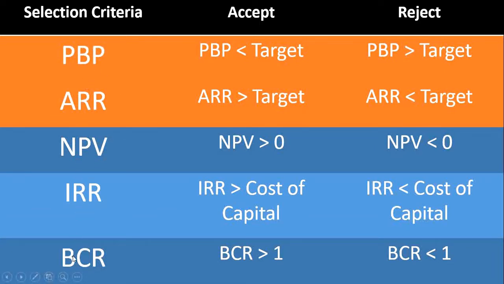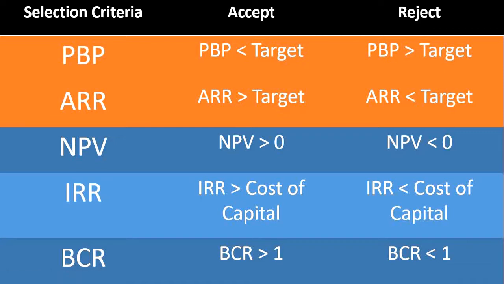So you see under the selection criteria table, there are PBP, ARR, NPV, IRR, and BCR. All these are selection criteria. And on the right side, you see there is an accept and reject table. So when you should accept it and when you should reject it, you get your answer from these tables.